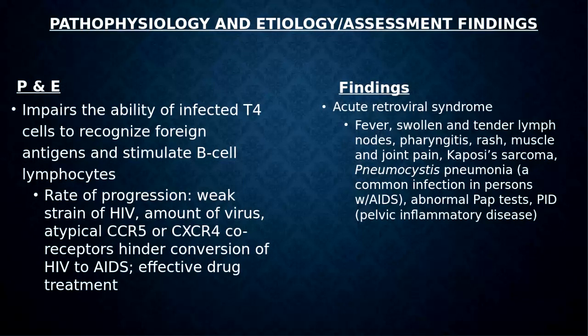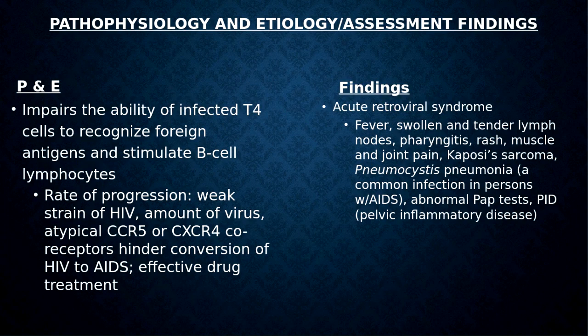So the patho and etiology: it impairs the ability of infected T4 cells to recognize foreign antigens and stimulates B cell lymphocytes. The rate of progression depends on which kind of HIV, and the amount of virus that's in the cell, which can hinder the conversion of HIV to AIDS. If the drug treatment is effective, that slows the conversion time.